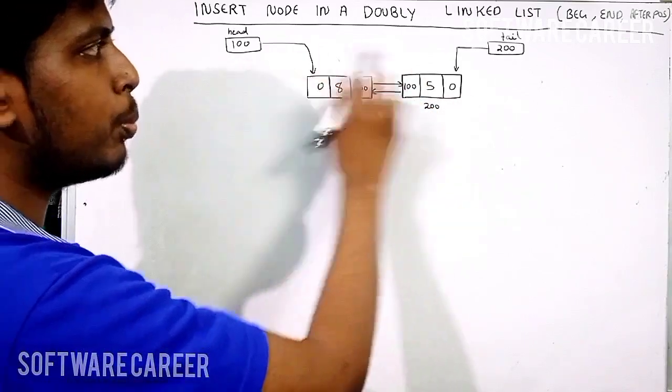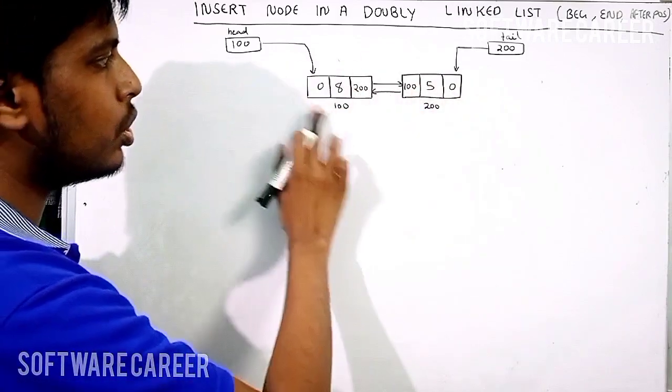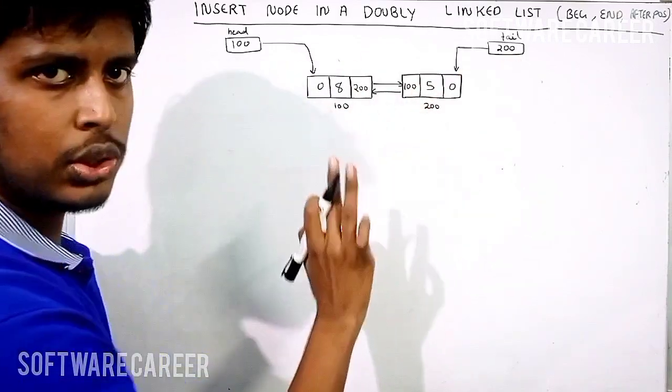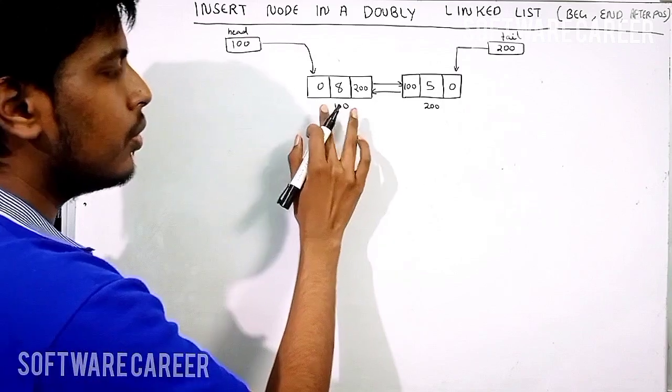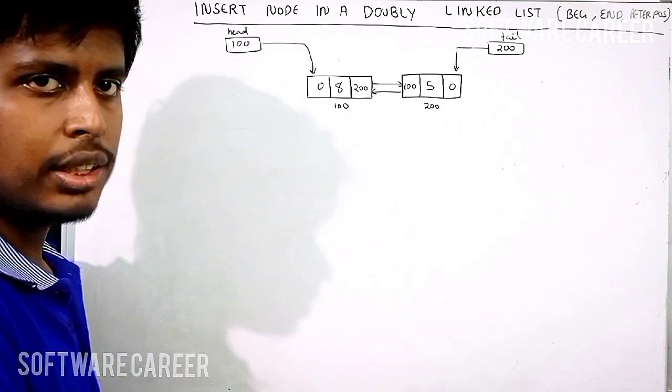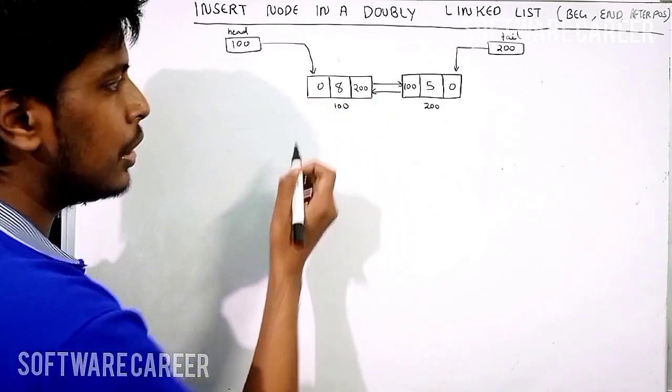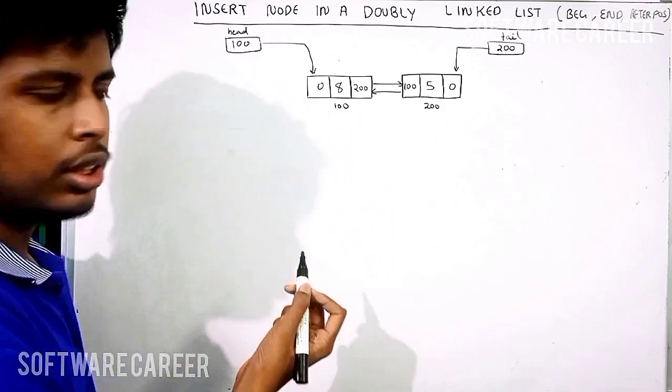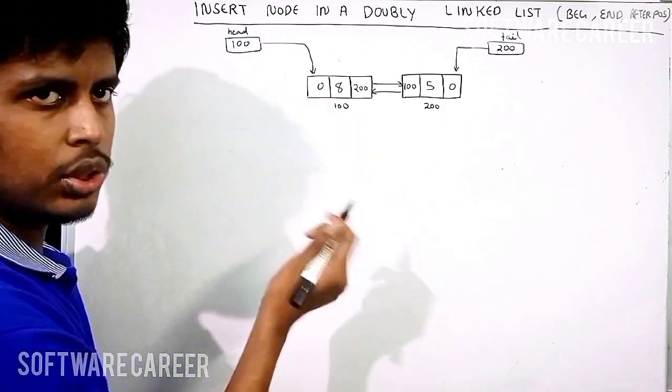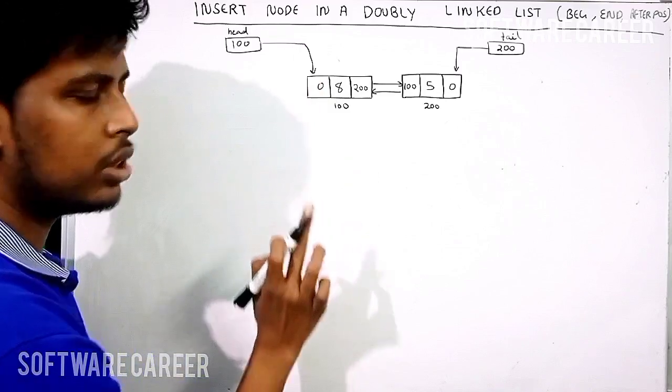Now you have two pointers, head and tail. Head points towards the first node, tail points towards the last node. Now what is the structure of this doubly linked list? It contains three parts. First part is called previous pointer, which stores the address of previous node. There is no previous node here, so it stores 0.